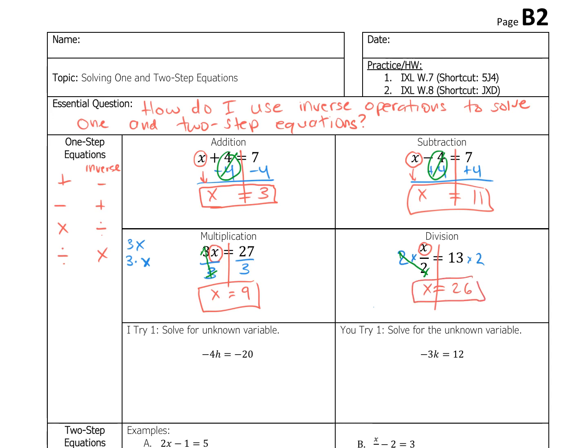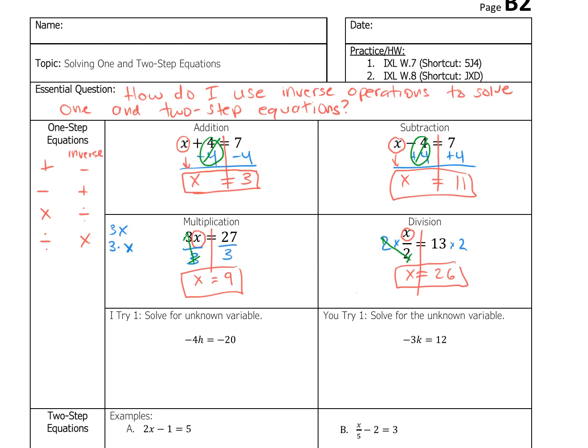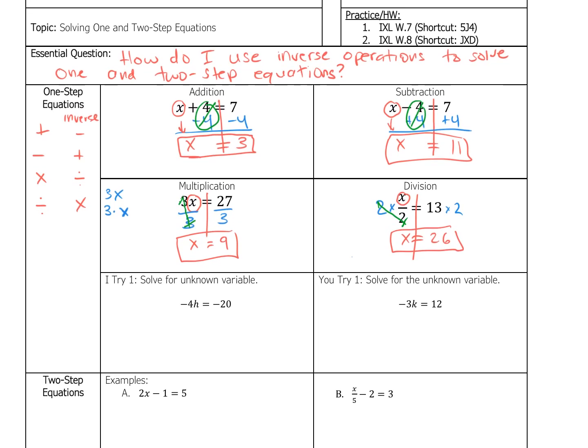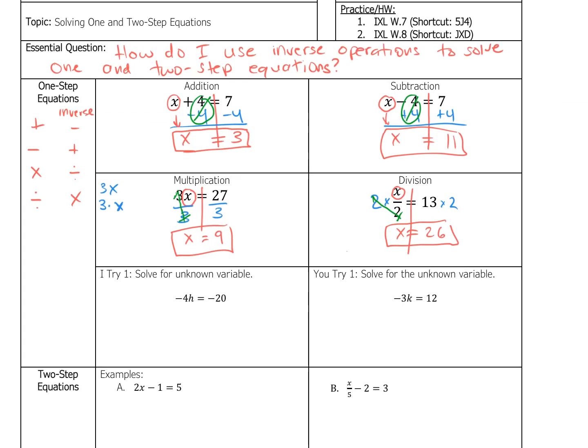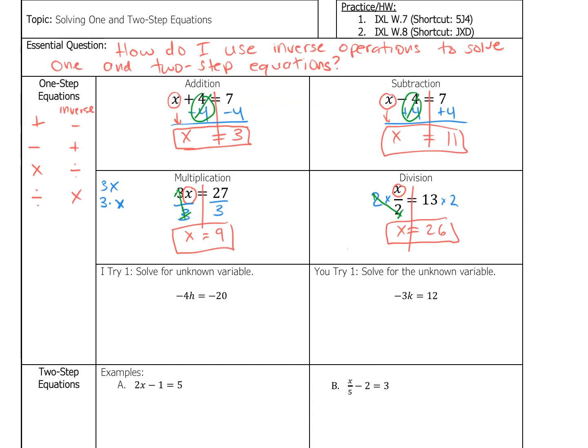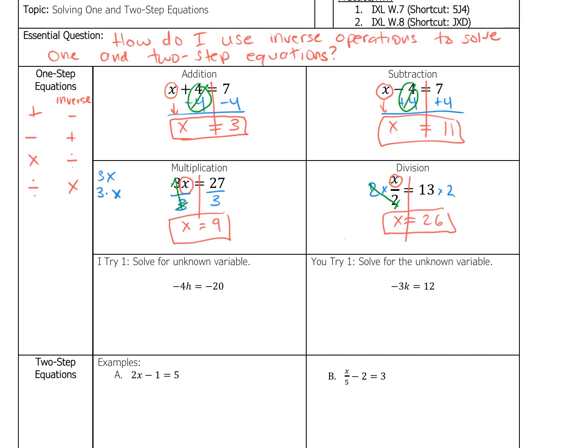Then that's that. So those were some basic examples of solving one-step equations. So now let's get a little bit more difficult. So now in the next example that I tried, number 1, is negative 4h equals negative 20.